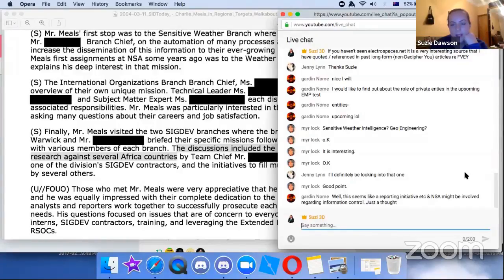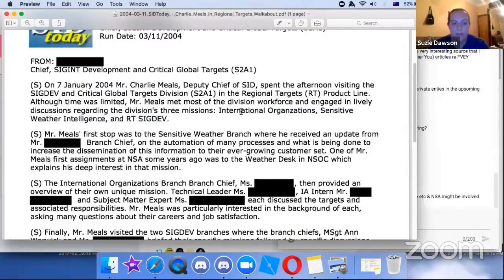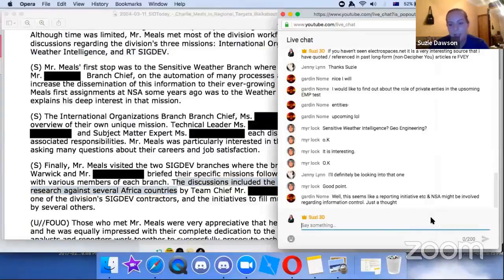Why is it sensitive, Garden Gnome? Why would it be sensitive? What are they? Sensitive weather intelligence. What exactly about weather intelligence is sensitive?